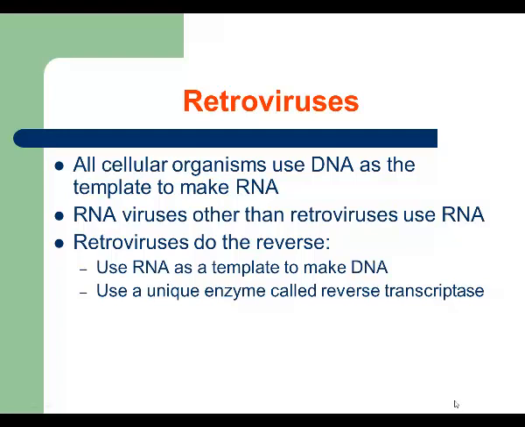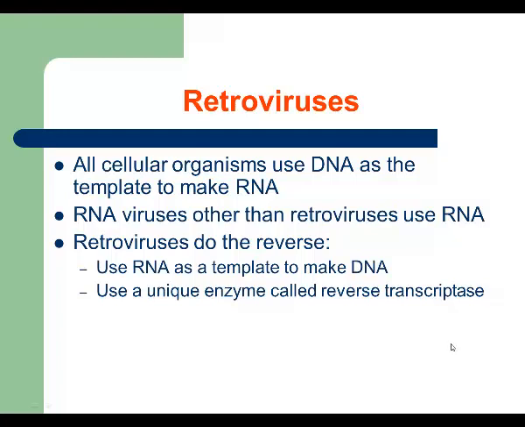For example, all cellular organisms use a DNA molecule as a template when they go through replication to make an RNA copy of the DNA molecule. The retroviruses use an RNA molecule as a template to make a DNA copy. This process is called reverse transcription, and to perform reverse transcription, retroviruses use an enzyme. It's called reverse transcriptase.